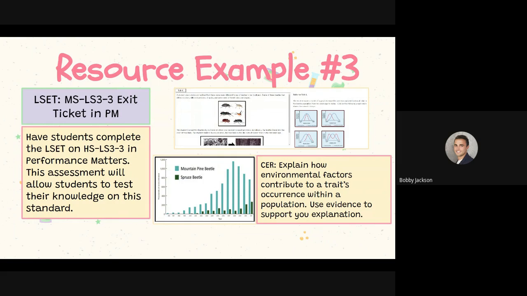The last question is a CER, in which students will have to explain how environmental factors contribute to a trait's occurrence within a population. They'll need to use evidence to support their explanation.